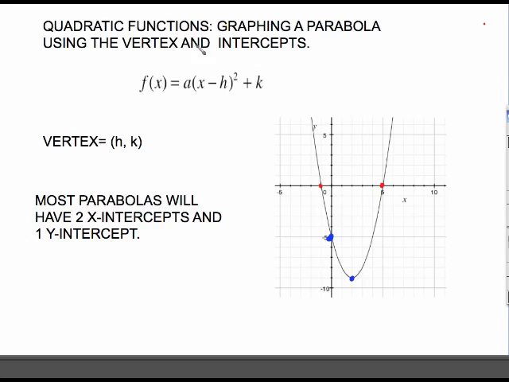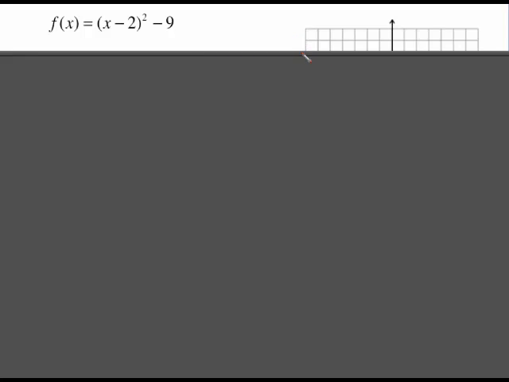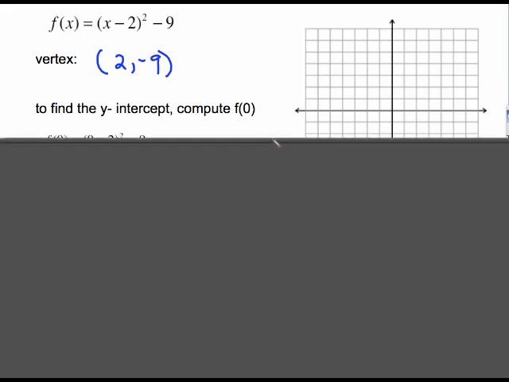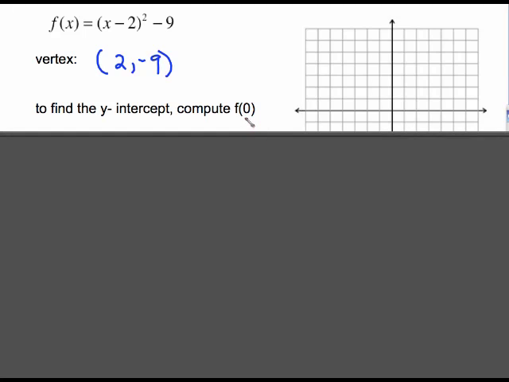Here's our function, f(x) = (x - 2)² - 9. We know the vertex is going to be (2, -9). Remember, inside the parentheses with x, we change the sign. Outside, we do not. To find the y-intercept, you want to compute f(0).